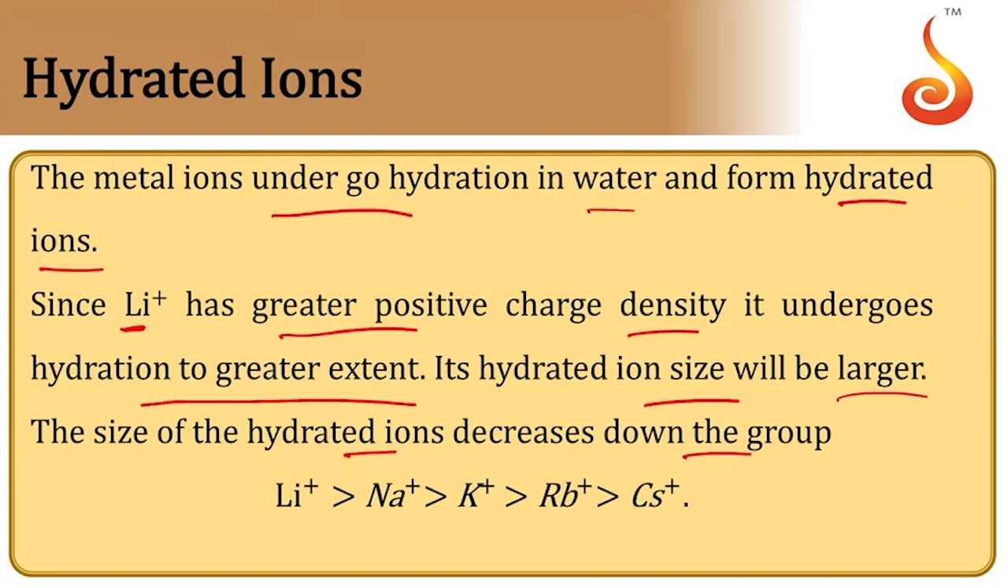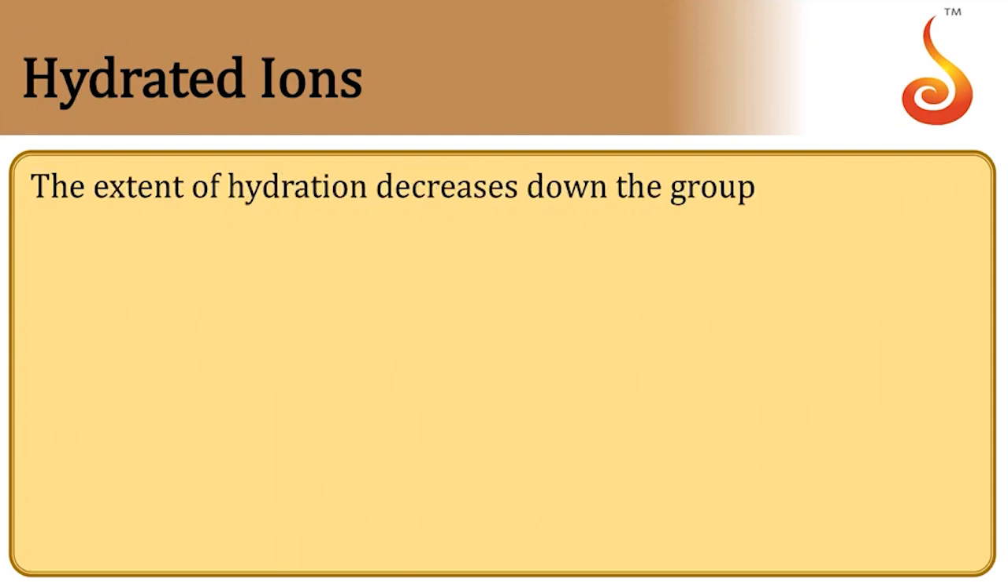Now when you compare the size of hydrated ions in this group, down the group the size is getting reduced because cesium cannot undergo hydration heavily as lithium undergoes hydration heavily. That is regarding the order of hydration. The extent of hydration is also decreasing down the group because down the group positive charge density is decreasing.